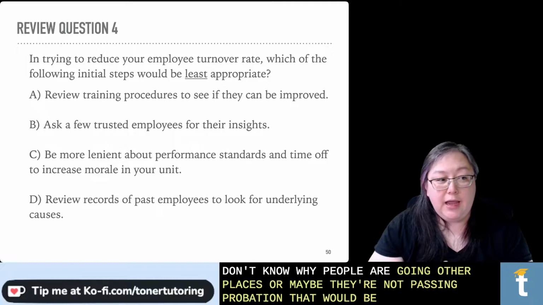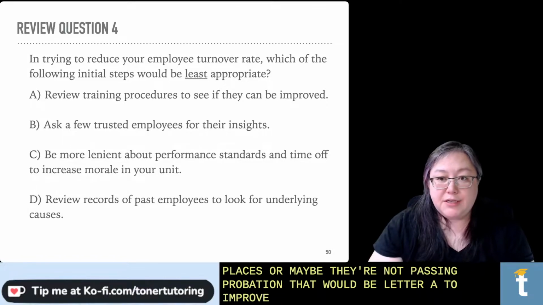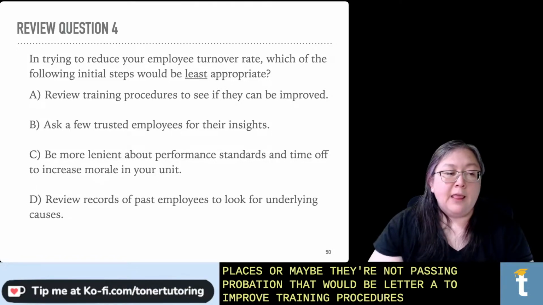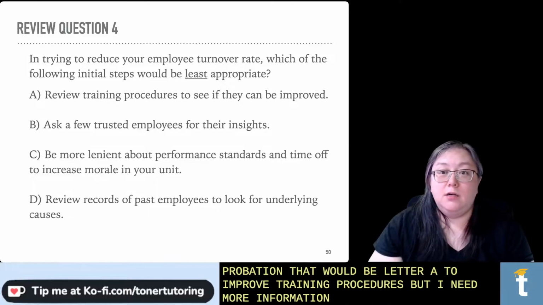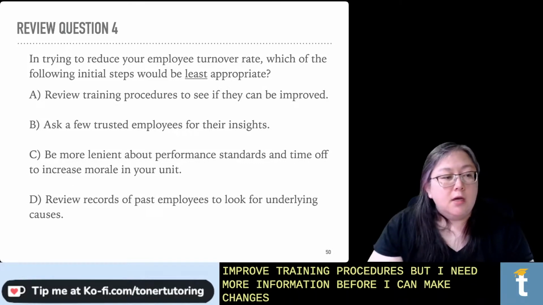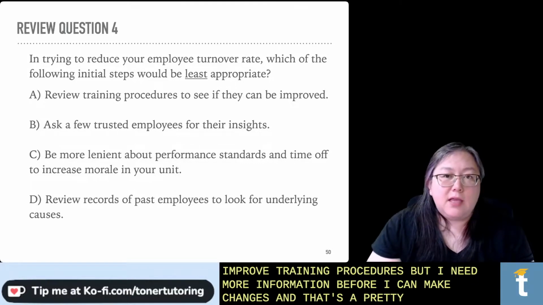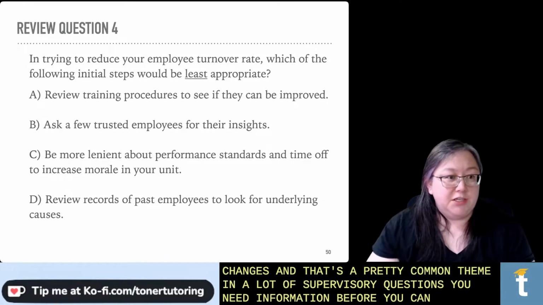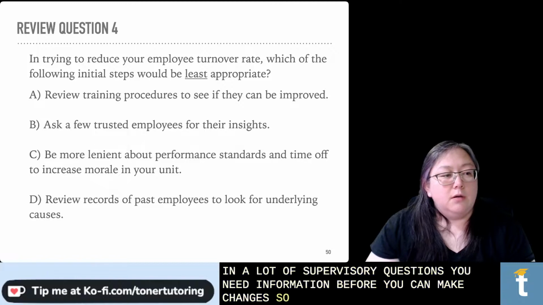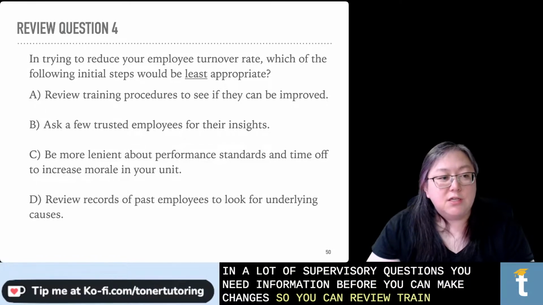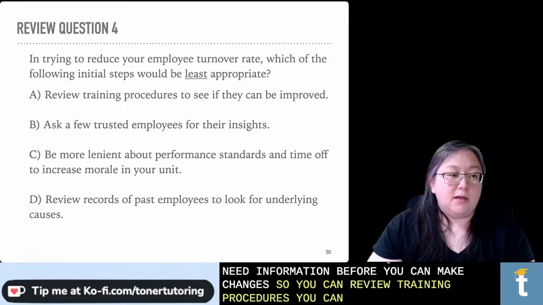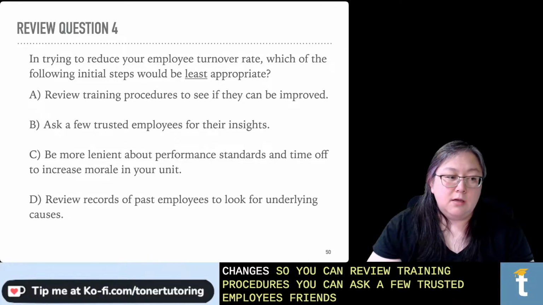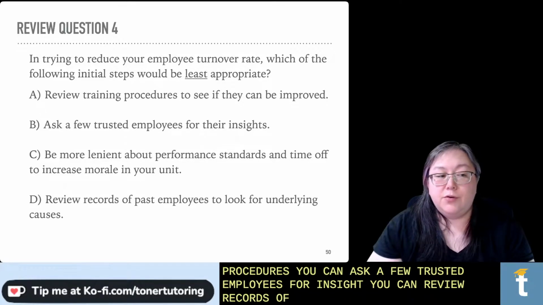That would be letter A, to improve training procedures. But I need more information before I can make changes. And that's a pretty common theme in a lot of supervisory questions. You need information before you can make changes. So you can review training procedures. You can ask a few trusted employees for insight. You can review records of past employees.